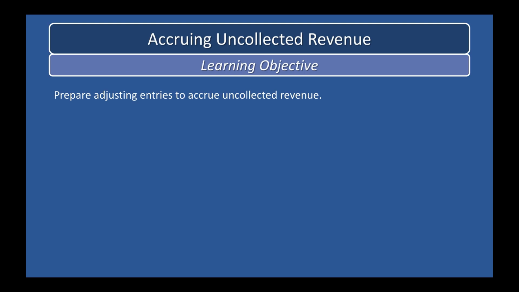Accruing uncollected revenue. Learning objective: prepare adjusting entries to accrue uncollected revenue. Some revenues are earned or accrued in the current period but are not collected until a future period.